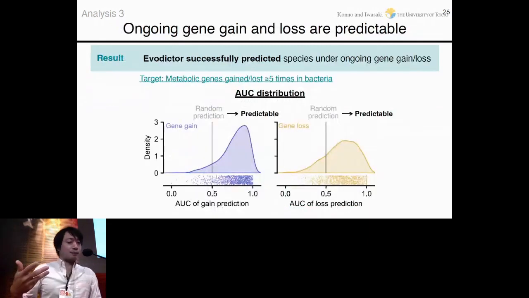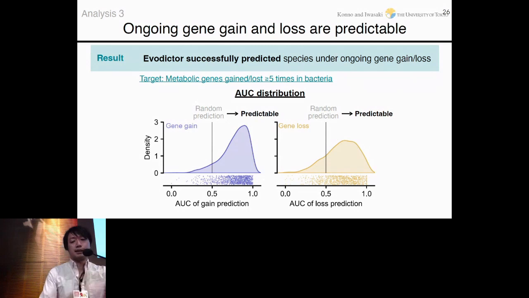So we collected pangenome dataset and observed if part of those pangenome dataset already have a specific gene, and whether our evodictor can predict that that gene is actually going to be gained. And this was actually the case. So for those ongoing gene gains and gene losses, our evodictor successfully predicted their gene gains and losses.